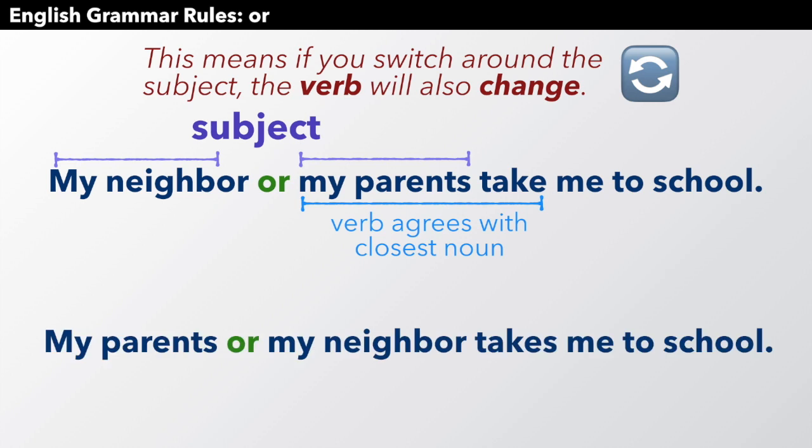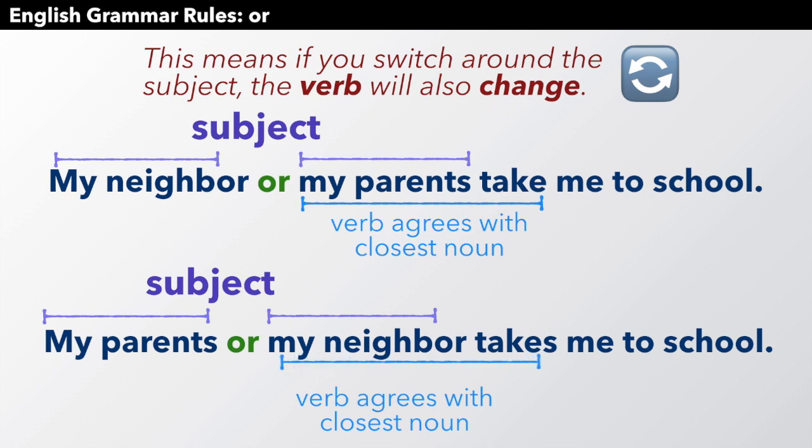If we switch it around the other way, my parents or my neighbor takes me to school, the verb also changes. Now, the closest noun in the subject is my neighbor, a singular noun. So, we choose the verb takes that agrees with this closest noun, the last noun in the subject.